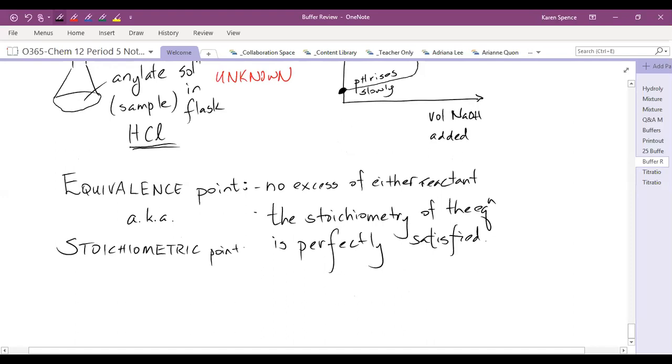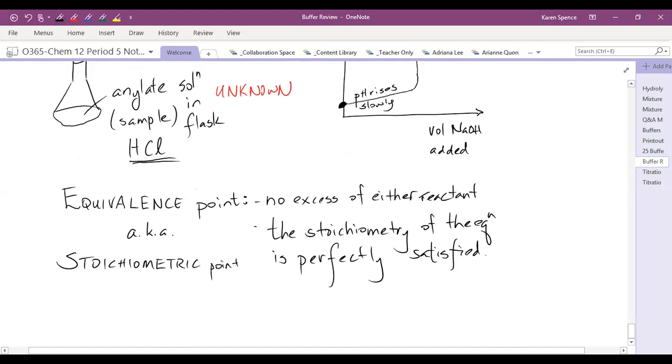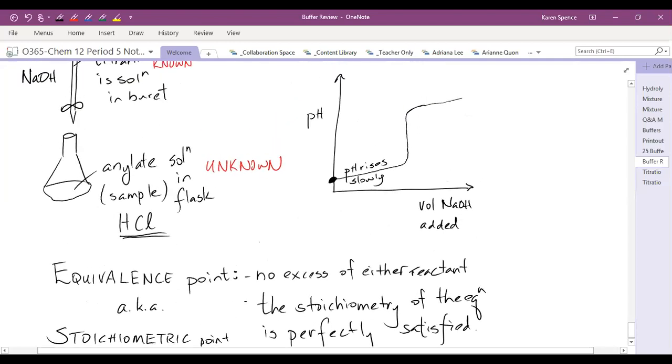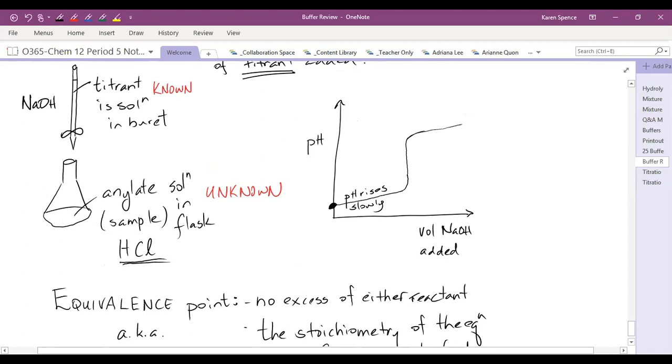Okay, excellent. And tipping point is something that we're just kind of using. It's not an official term, so don't use that on any questions. It's just very visual. It's like we tip over from being in the acid range to being in the base range. And you can determine the volume of NaOH needed to get to the equivalence point.